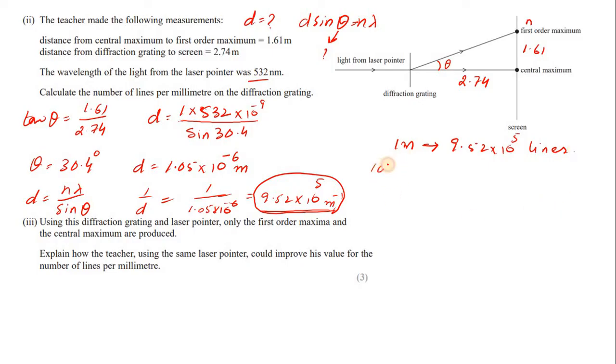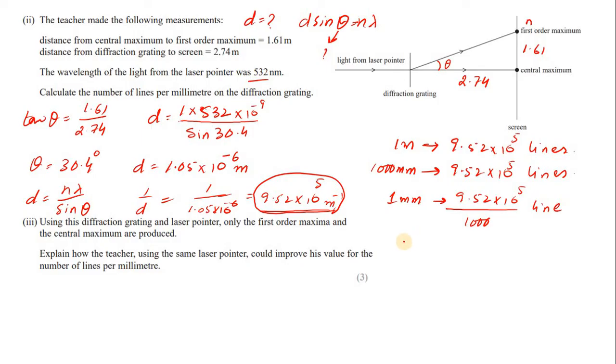So that means 1000 millimeter contains 9.52 into 10 to the power 5 lines, because 1 meter equals 1000 millimeter. What about 1 millimeter? So 1 millimeter will contain 9.52 into 10 to the power 5 divided by 1000. That's why I was saying divide by 1000 lines. So if you do that, your answer will be 9.52 into 10 to the power 2.